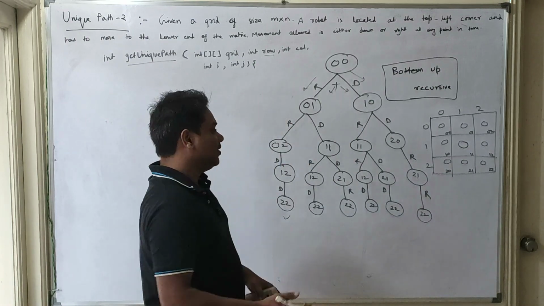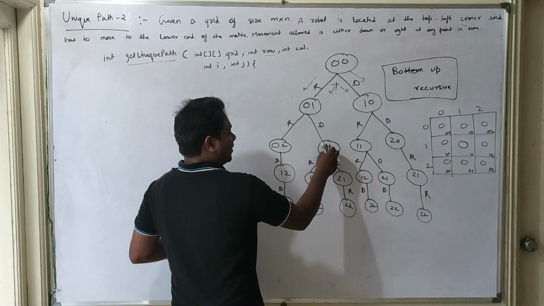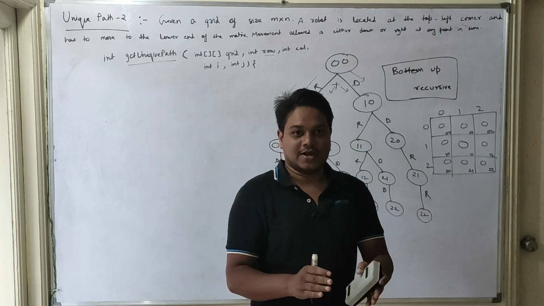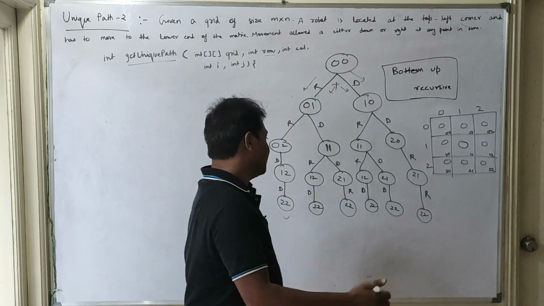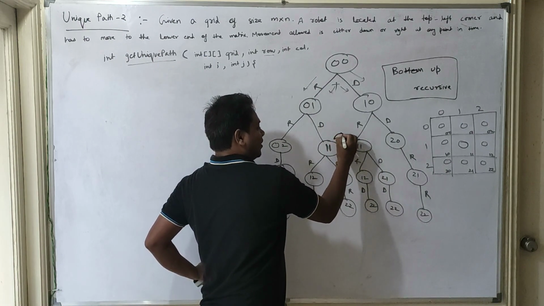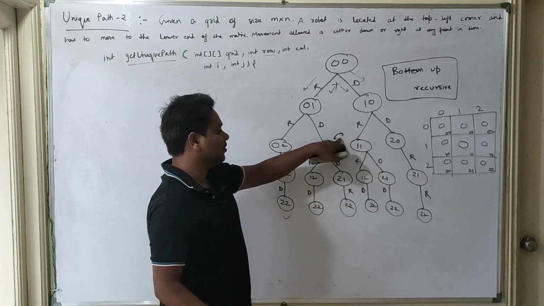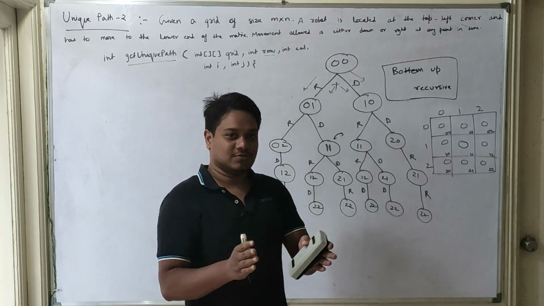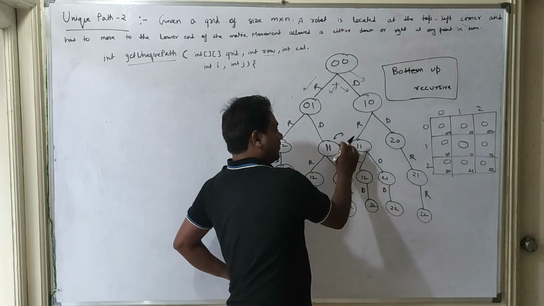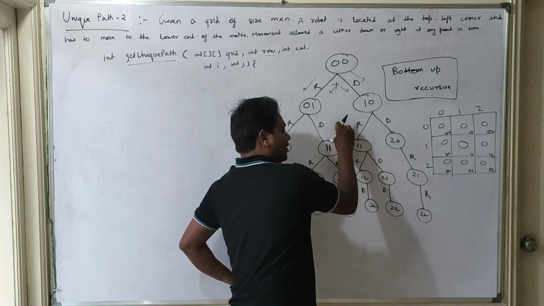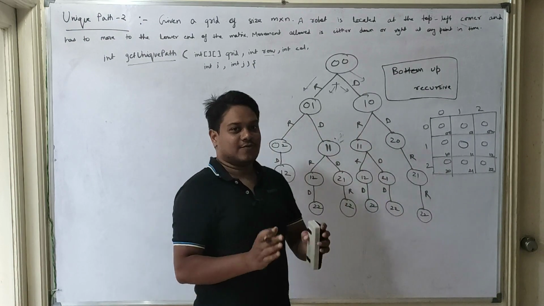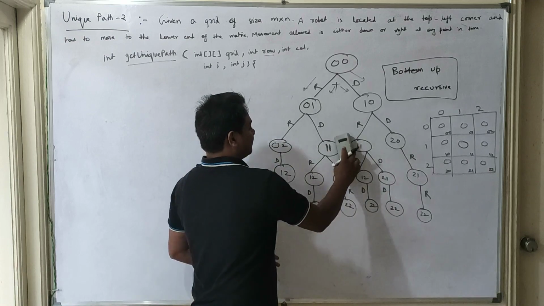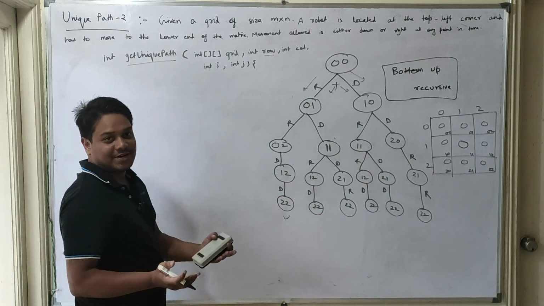So why don't we keep the solution to any particular cell in one extra matrix, and whenever we encounter that particular subproblem, we can reuse it? What is the solution for this? The number of unique paths to reach 1 1. If we know the number of unique paths to reach 1 1, and then we encounter it over here, then we can get the solution from the solution matrix which we have created for this particular cell. So we can create a DP matrix over here.